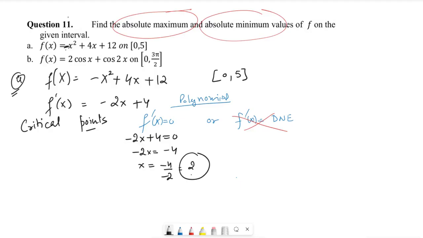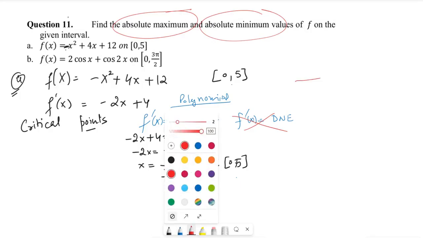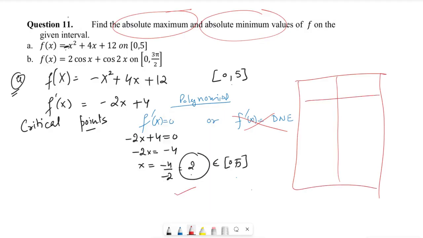So our critical point is 2. You need to check if this is in the interval. This is in the interval, so we are good, right? That's step 2. Step 3 is draw a table of values of endpoints. Which are the endpoints? 0 and 5. So your endpoints and your critical point. What is your critical point? 2. Remember, these were endpoints and this one is critical point. At these x values, you want to find f of x.